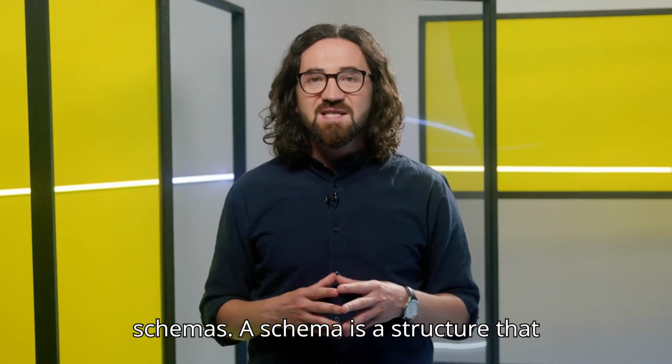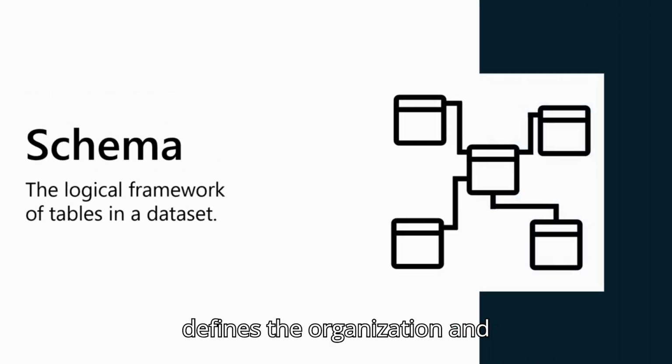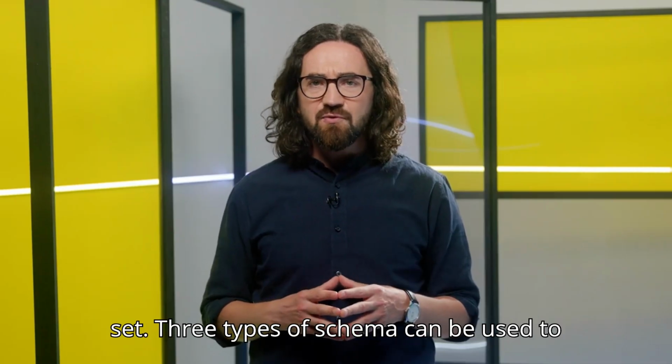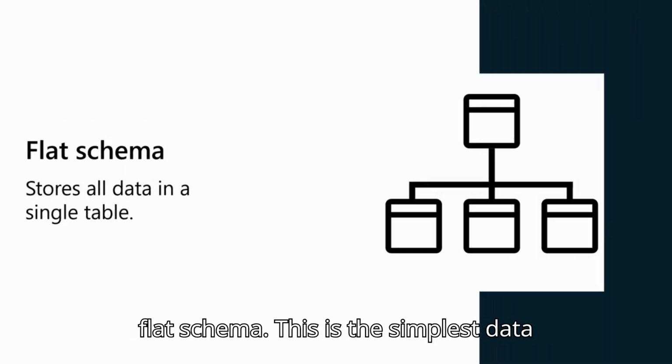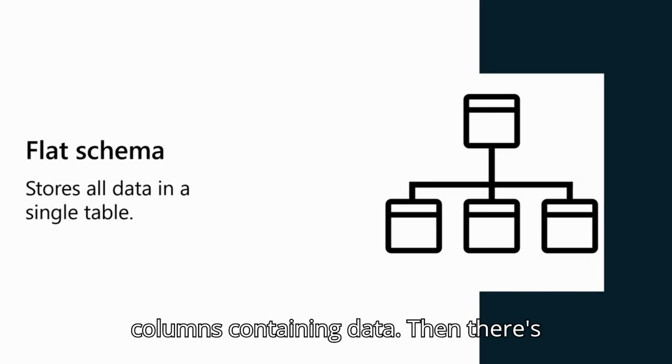You then explored schemas. A schema is a structure that defines the organization and relationships of tables within a dataset. Three types of schema can be used to organize and structure data. The first is a flat schema. This is the simplest data model form. It's a set of rows and columns containing data.